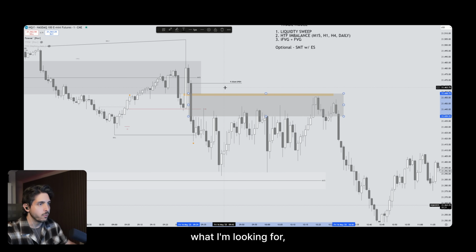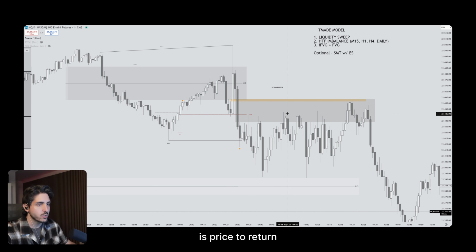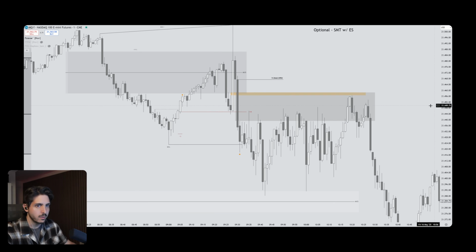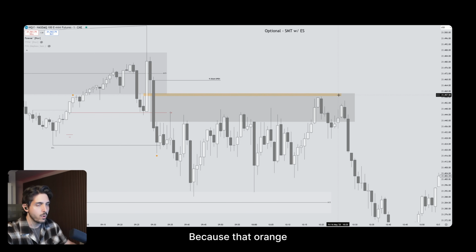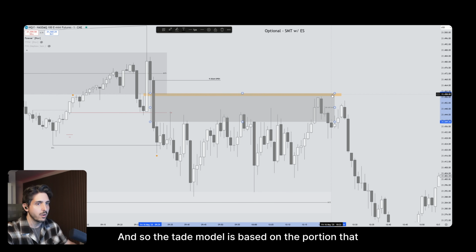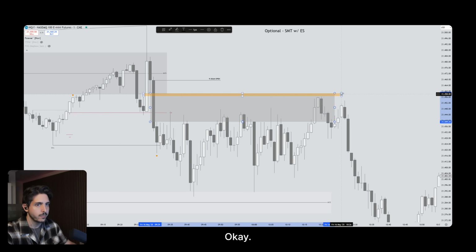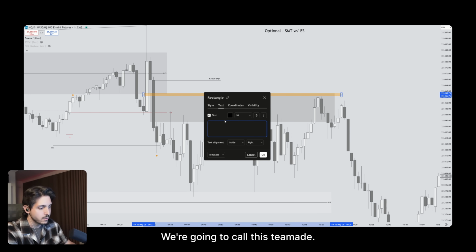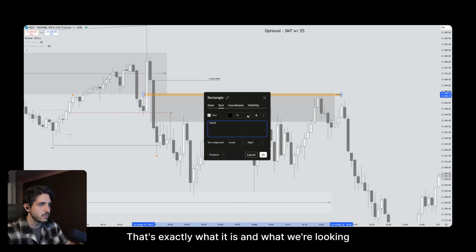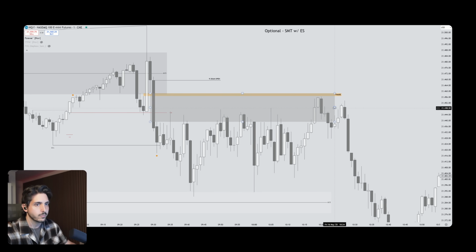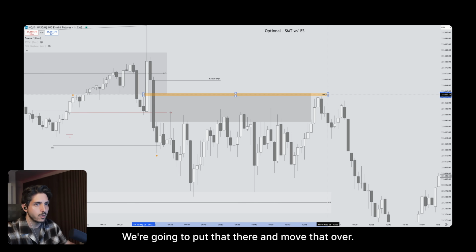And what I'm looking for is price to return into this area here, but precisely right inside of this orange area. Because that orange is the inversion fair value gap, and it overlaps with that part of the bearish fair value gap. And so the TMade model is based on the portion that overlaps each other. So we're going to call this TMade. That's exactly what it is and what we're looking for.